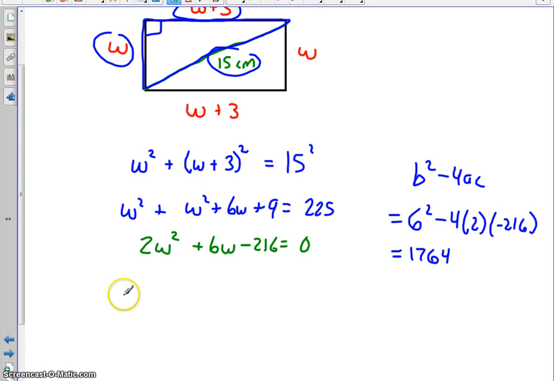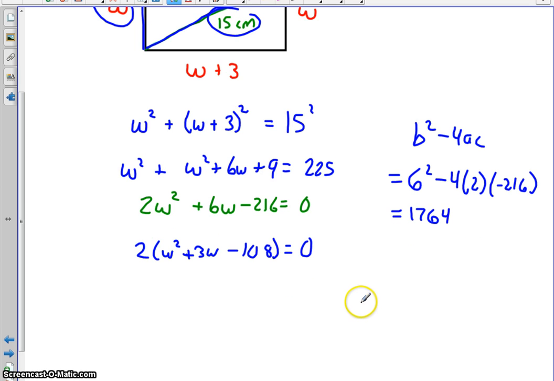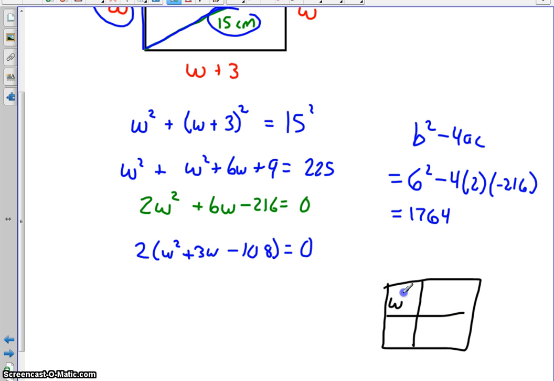So what I'm going to do now is first look for a greatest common factor, which I can see is going to be 2. So I get W squared plus 3W minus 108. Okay, to factor this, it's a simple trinomial. So I'm looking for two numbers that multiply to negative 108 but add to positive 3, and that's going to be 12 and negative 9. So that's going to factor into W plus 12 and W minus 9.